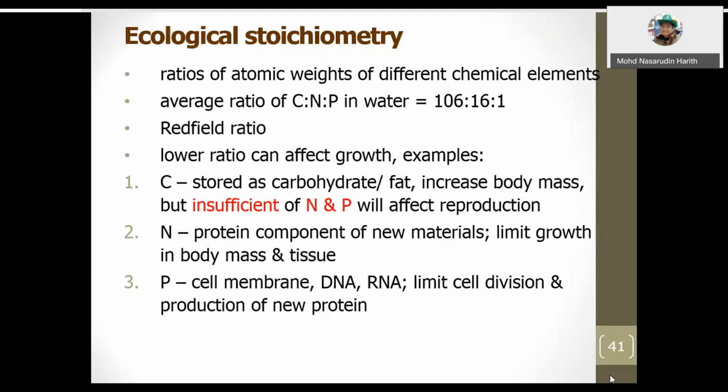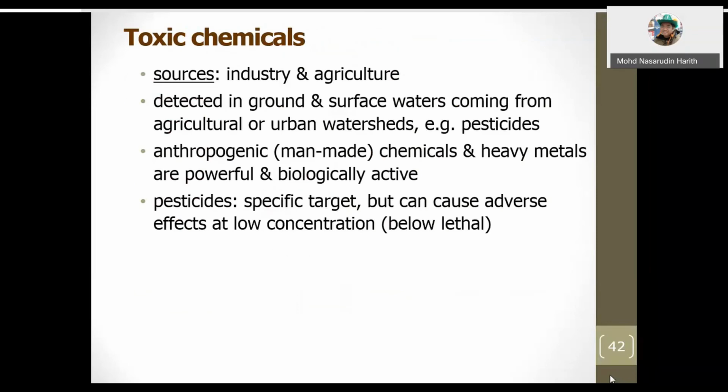Phosphorus can be found in cell membrane, DNA, and RNA. They can limit cell division and production of new protein. Now we go to the last part. It's called toxic chemicals. Toxic chemicals can be found, and the sources are industry and agriculture.